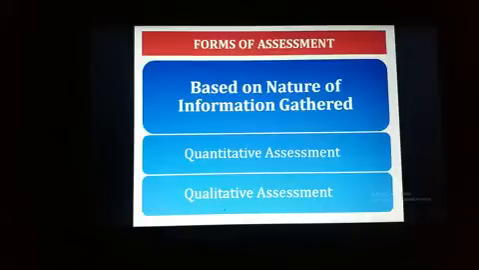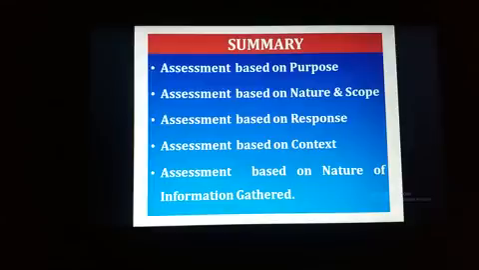These are quantitative assessment. Qualitatively, we also go for assessing the learners, assessing the individuals, assessment through observation, assessment through checklist, assessment through sociometry, assessment through group discussion, assessment by putting in brainstorming situation. All these are qualitative assessment. So based on the nature of information gathered, we can also categorize assessment as quantitative assessment and qualitative assessment.